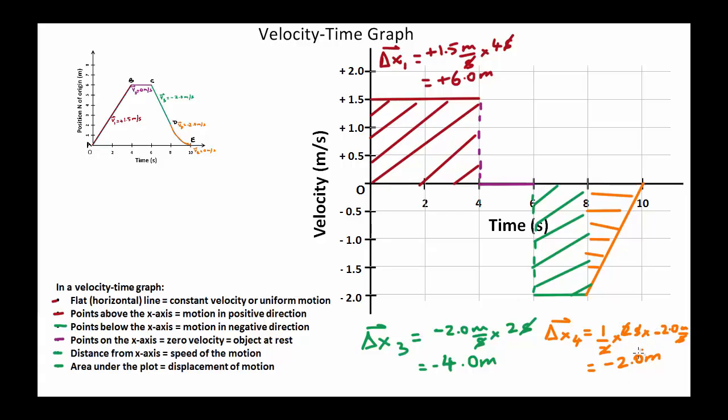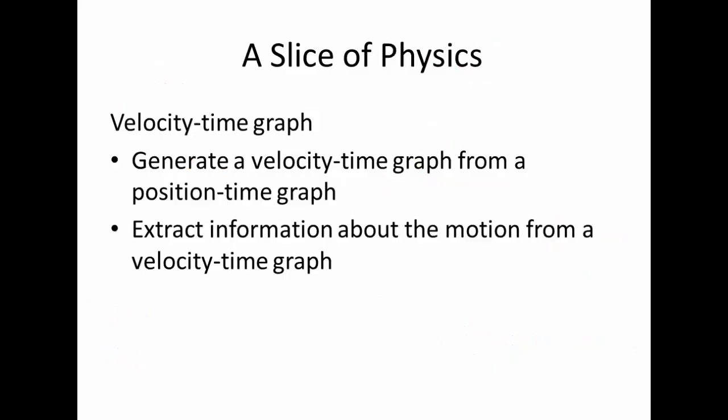So that's a nice way to tie in and get displacement information from a velocity time graph, and that was our final summary point for the velocity time graph. So in this slice of physics, we learned how to generate a velocity time graph from a position time graph, and then we also learned, if we are presented with a velocity time graph, how to extract useful information about the motion from that graph.